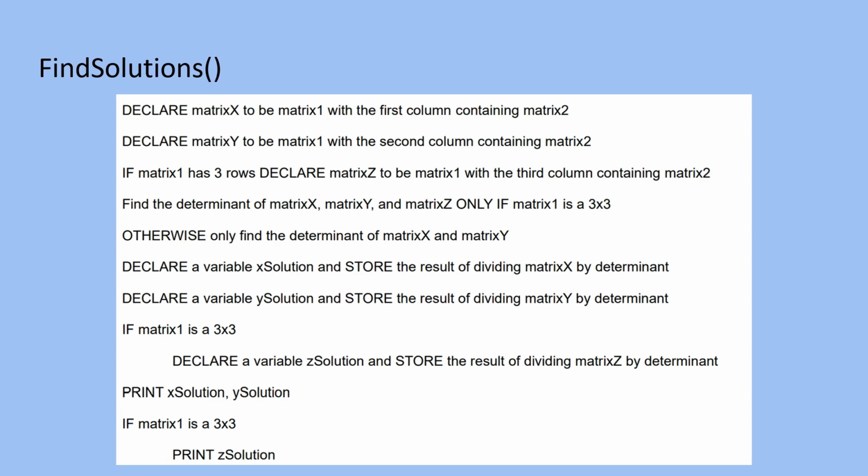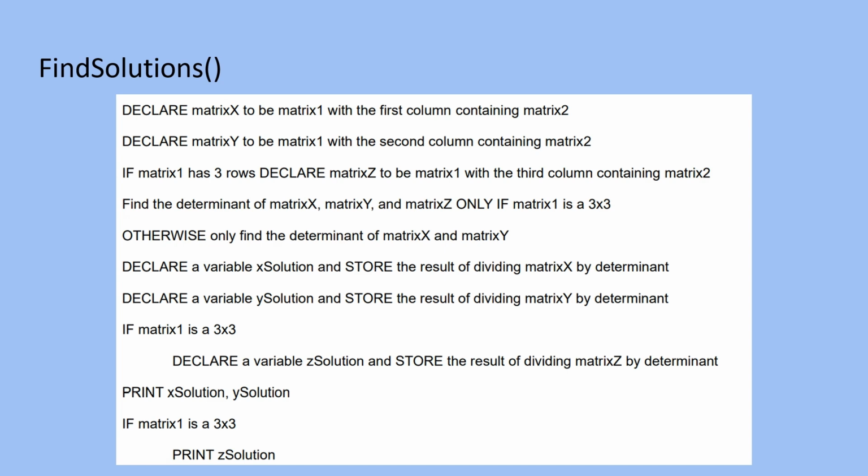Next, declare matrix X to be matrix 1 with the first column containing matrix 2. Declare matrix Y to be matrix 1 with the second column containing matrix 2. If matrix 1 has 3 rows, declare matrix Z to be matrix 1 with the third column containing matrix 2. Find the determinant of matrix X, matrix Y, and matrix Z only if matrix 1 is a 3x3 matrix. Otherwise, only find the determinant of matrix X and matrix Y.